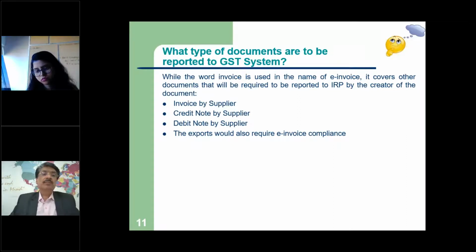So basically, all supplies which are zero rated, or rather all supplies to SEZ, would anyways be covered by the normal B2B supplies. So that would also get reflected. The exports would also be required to be. So all exports and all SEZ supplies will get reflected on the e-invoice portal.